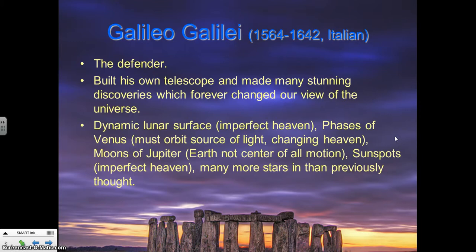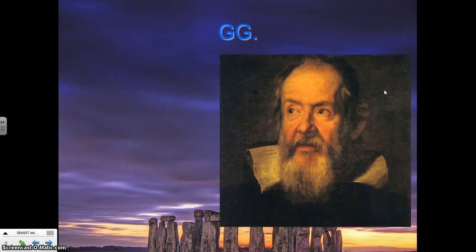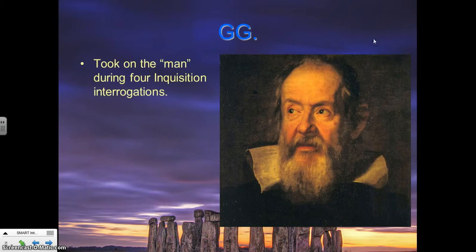Okay, so lots of evidences that supported the heliocentric theory, or the Copernican view. He was very outspoken about it. He was adamant. He wanted people to know. They should know the truth, he thought. There's a great picture of Galileo, a portrait really, a painting. Pretty rough-looking guy in his old age. Big beard. Everybody had beards back then.